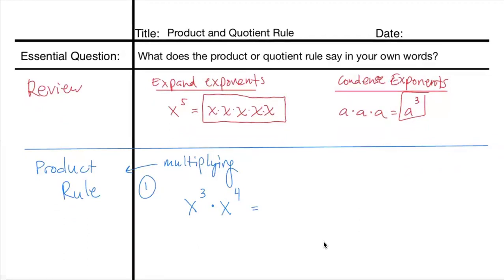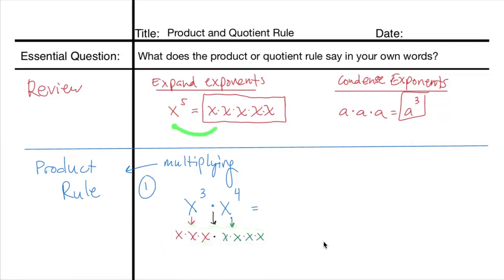So let's do that. So x to the third, we can break that down, expand it out, and that's x times x times x. And then we're also going to expand out the x to the fourth, and that is x times x times x times x. There's 4 x's there. And remember, we're multiplying these. I'll bring that timesing down. So I went from x to the third times x to the fourth. And after I expand it all out, we have to count how many x's I have, because now once I expand it, now I'm going to condense this whole thing.